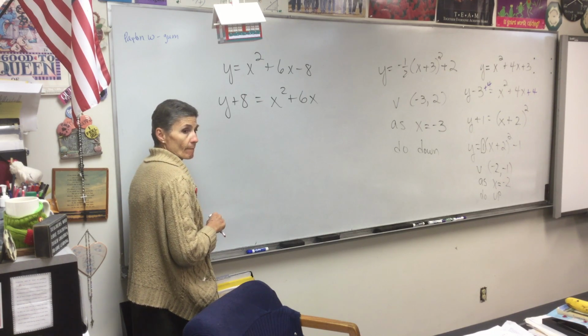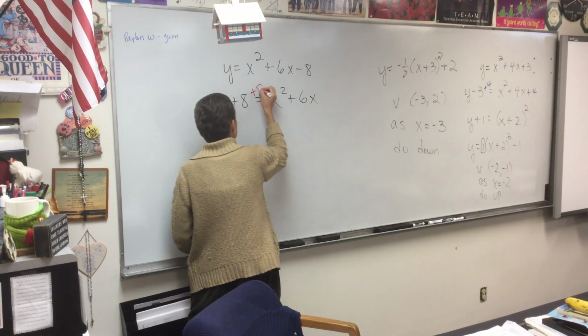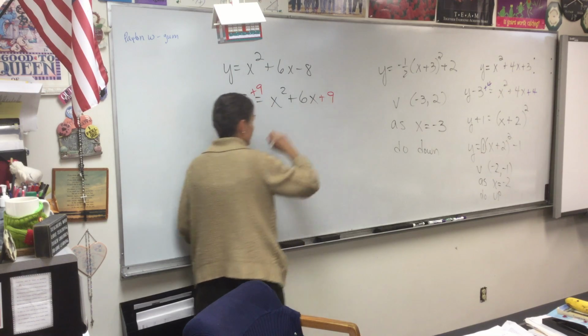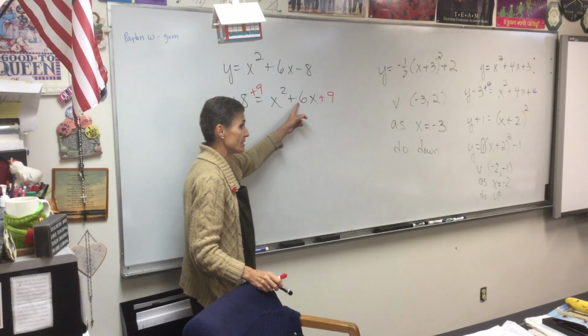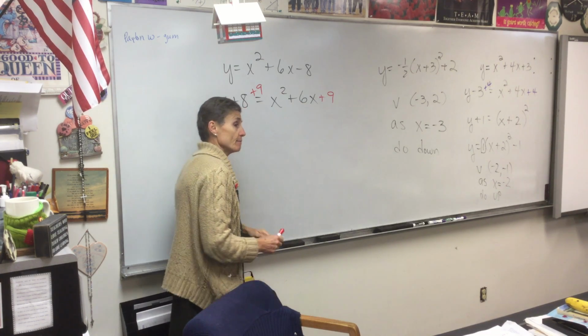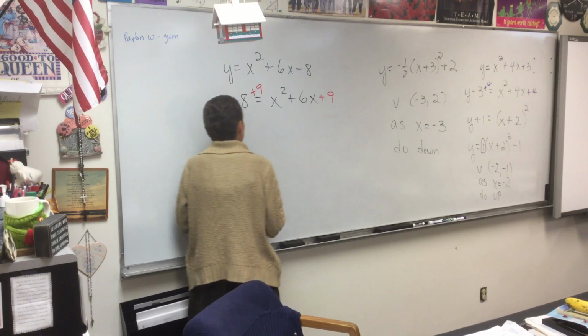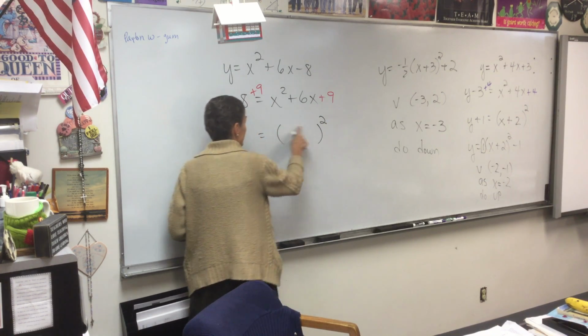Complete the square. Yep, I'm going to complete the square, which means I'm going to add what? 9. And how did you get 9, Mason? You're exactly right, but how did you get it? Half of 6 is 3, and 3 squared is 9. Finn, that means this side is going to be a perfect square. What goes in there?